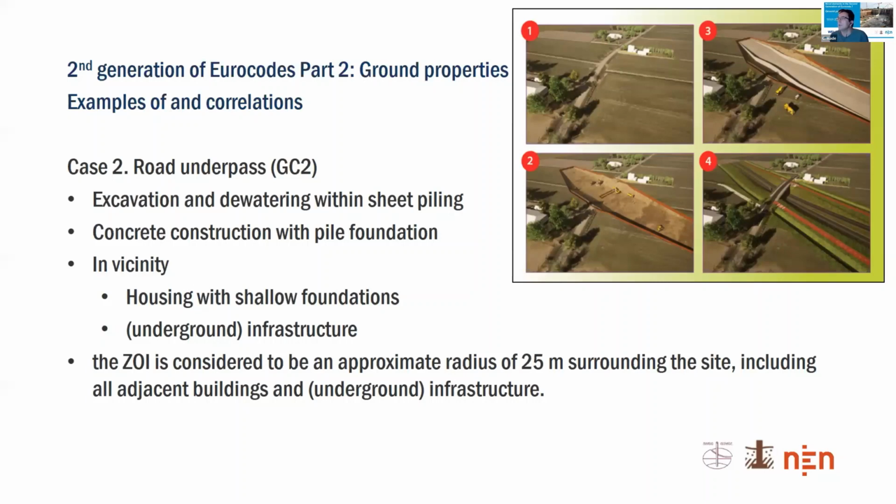The first idea was that a sheet pile wall was constructed. We do an excavation, and we build something with concrete, an open tunnel, and that should be about it. Okay, so if you have a look at this plan: an excavation and dewatering within sheet piling, concrete construction with a pile foundation. In the vicinity, however, housing with shallow foundations, quite a considerable amount of underground infrastructure. At first, the zone of influence was considered to be an approximate radius of about 25 meters surrounding the site, including, however, all adjacent buildings and underground infrastructure.